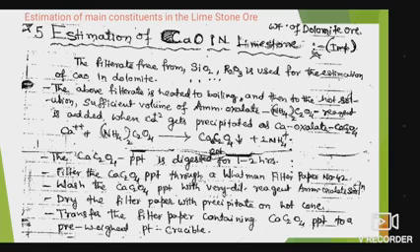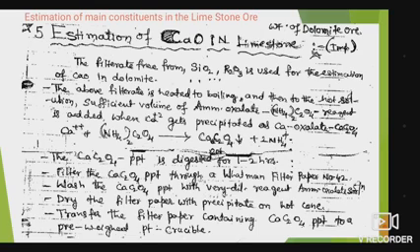The above filtrate is heated to boiling, and to the hot solution a sufficient volume of ammonium oxalate, that is (NH4)2C2O4 reagent, is added. Calcium Ca2+ gets precipitated as calcium oxalate, that is CaC2O4. So what is the reaction? Ca2+ plus (NH4)2C2O4 gives calcium oxalate precipitate, that is CaC2O4, plus 2NH4+, the ammonium ion.